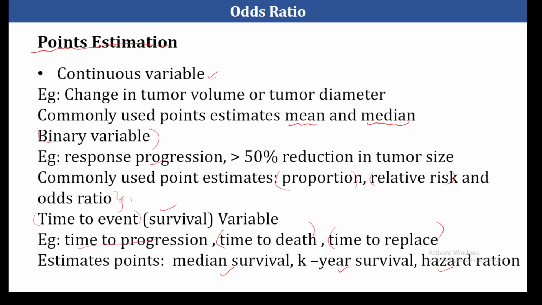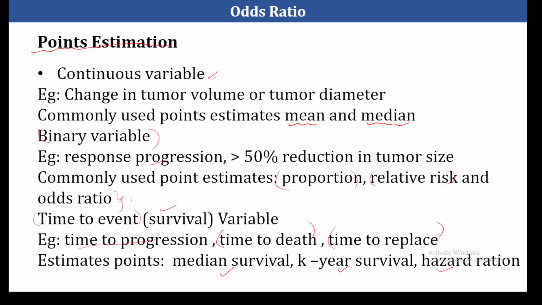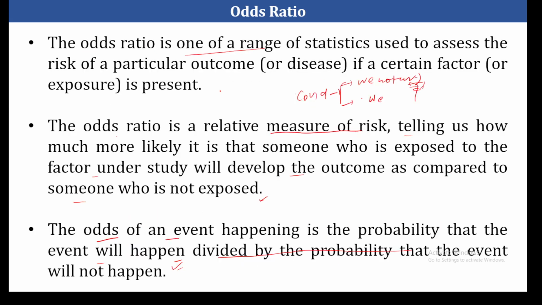Now we'll come to the odds ratio. Again, we have to check it as a relative measure of the risk, with a continuous variable and then response. Odds ratio is one of a range of statistics used to assess the risk of a particular outcome if a certain factor is already present. The odds ratio is a relative measure of the risk, telling us how much more likely it is that someone who is exposed to the factor under study will develop the outcome as compared to someone who is not exposed. So in that case, we'll get some sort of odds ratio.